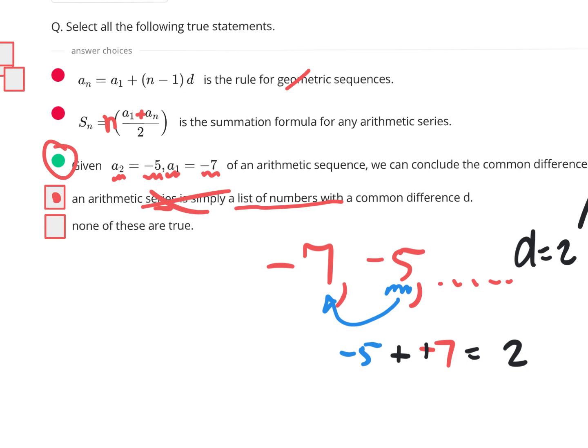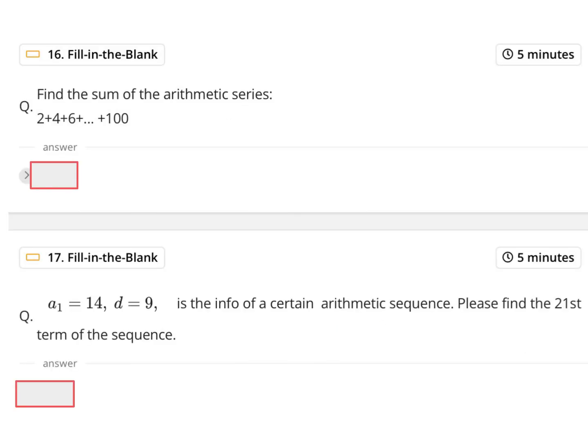Let's move on. Find the sum of the arithmetic series. Well, in order for us to find this sum, we need the summation formula. Hopefully you have that memorized already. Summation formula is S sub n equals n times parenthesis a sub 1 plus a sub n divided by 2. Instead of me just reading that, let me explain it. The S means that you're going to add them all up, the sum of however many numbers are on your list.